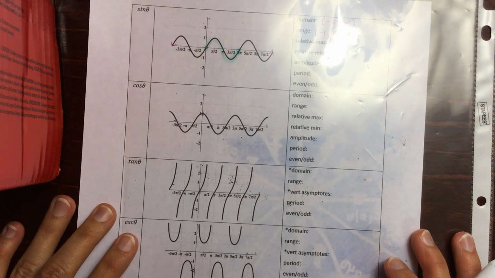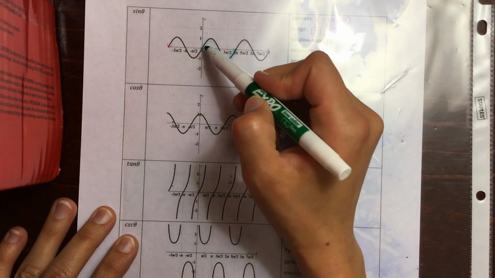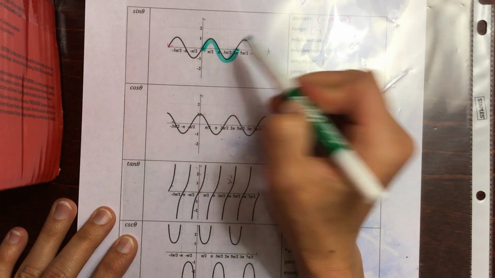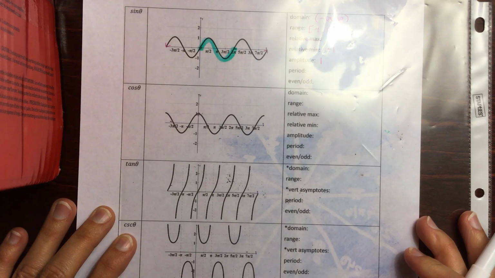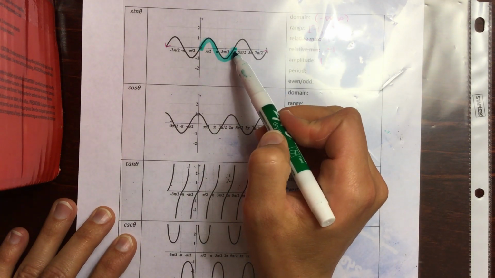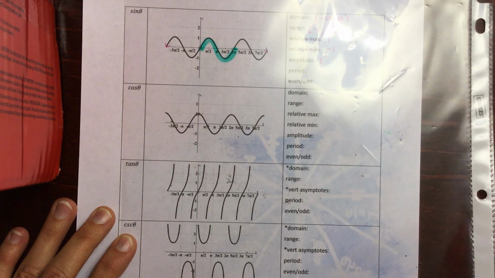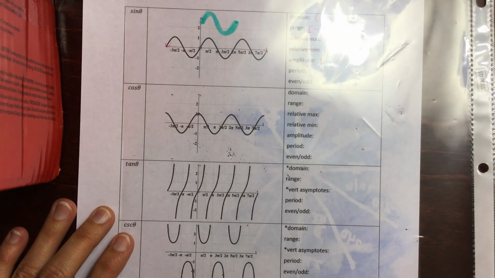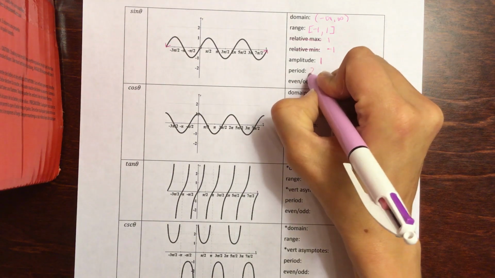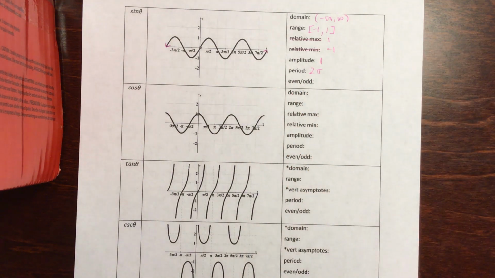That green shape, to go from here all the way to the end, the length, the distance, the x value from 0 to 2 pi. So my period is 2 pi. It's just the same little S shape that I keep repeating over and over again. That tells you my period, and it is 2 pi.